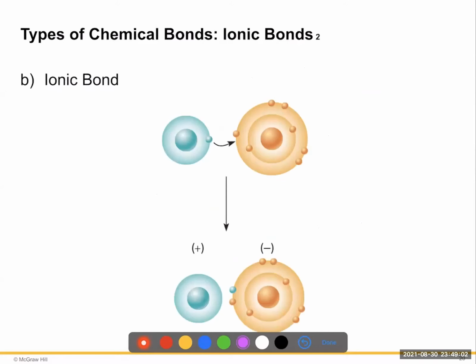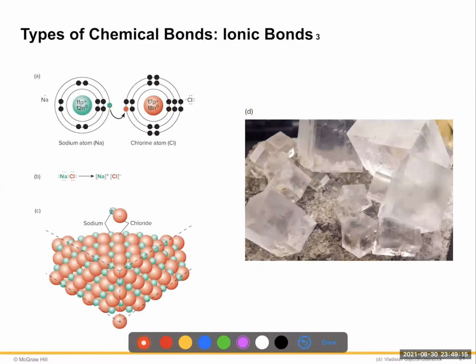Okay, so here's your ionic bond. Your electron physically moves to this other one. That leaves this a positive, that leaves this a negative, and then you have an attraction, because opposite charges attract. And that's what forms crystals. These are salt crystals here. So you can see the crystals being formed.